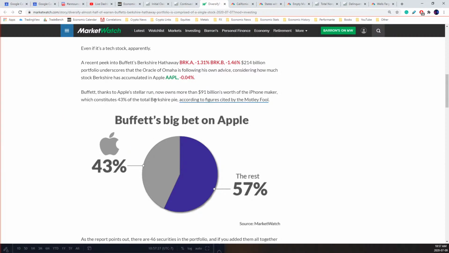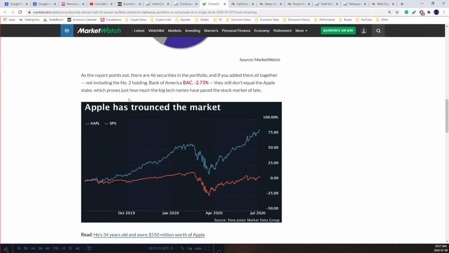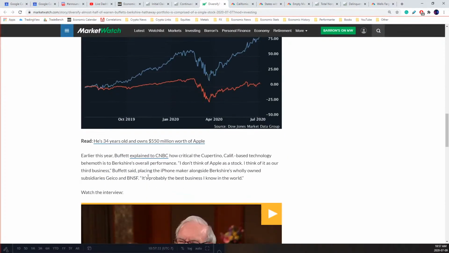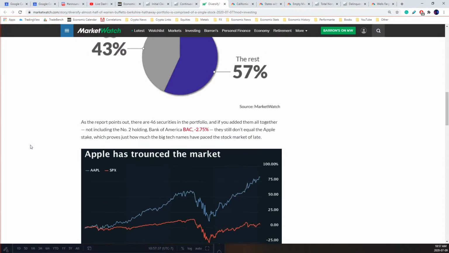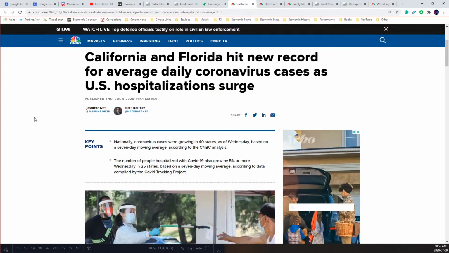He says it is one of the best companies or most well-managed, organized companies in the world. Something along the lines of, it's probably the best business I know in the world, is his quote that he said. So he is heavily long Apple. So we'll see how that goes.